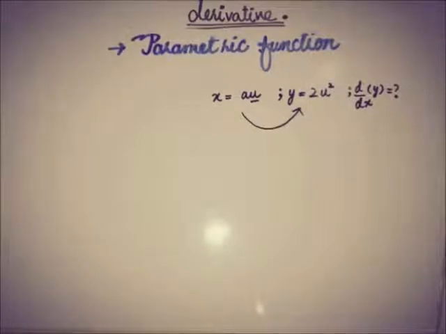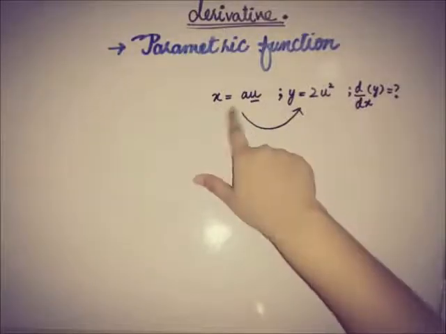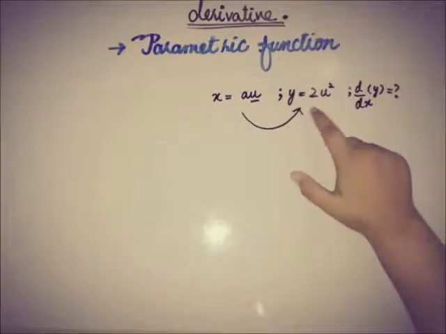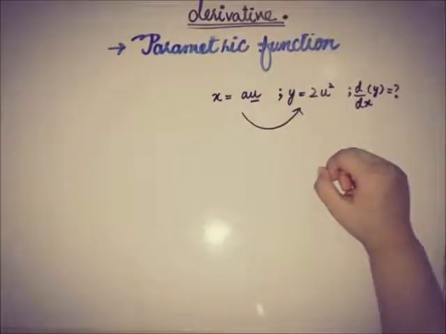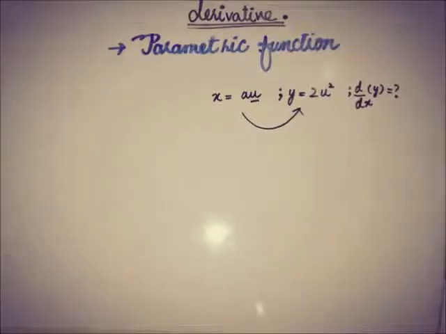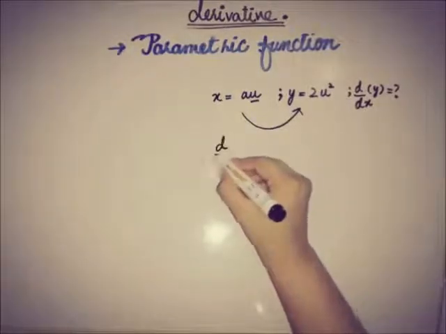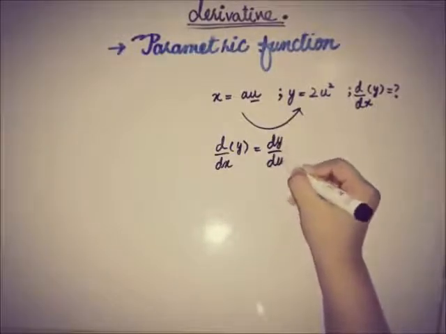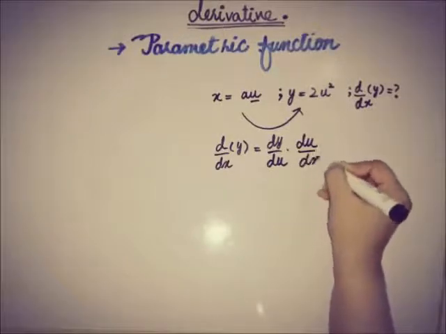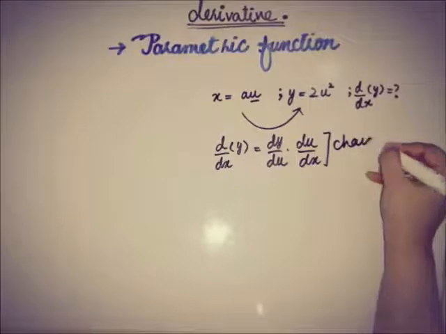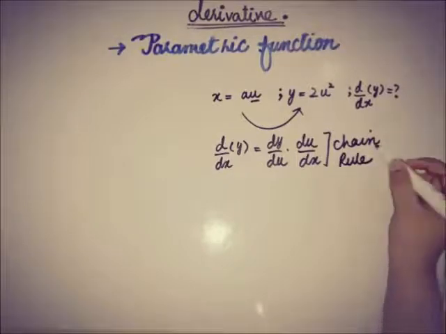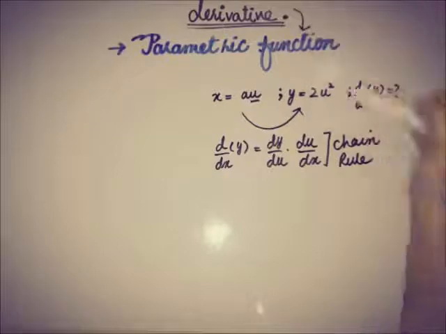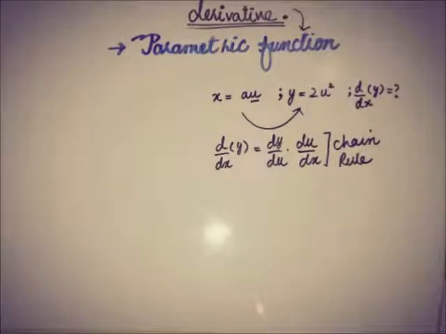So the process is pretty simple, as we did earlier: find the rate of change of x with respect to u and the rate of change of y with respect to u, and then just use the chain rule, so dy by dx, in this case, will be dy by du times du by dx. So by using the chain rule, we can find the derivative of the parametric function. The process is very simple. Let's start with an example.